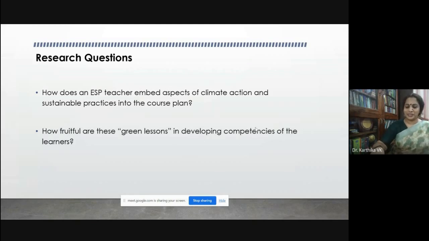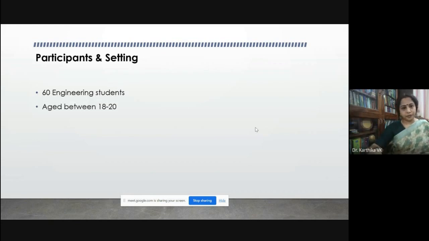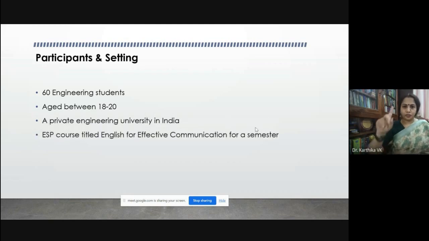I'm being very positive. Now the participants and setting: 60 engineering students. Yes, I had a big classroom. Half of them not interested in their own life, then think about English. Age between 18 to 20. Private engineering university in India. So, we are always monitored. The deans will go around for a walk and to monitor the teaching and learning processes through the window or through the door, just like anywhere else.